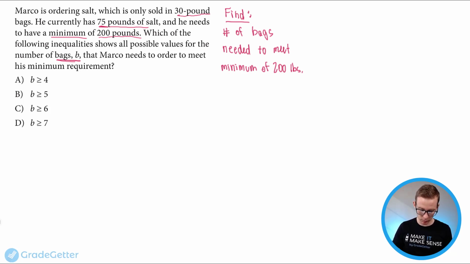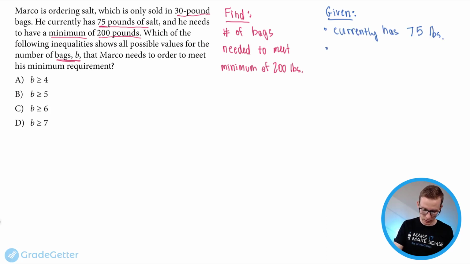Now let's write down some useful information that we're given. I think first I'm going to write down how many pounds of salt he currently has. So right now he has 75 pounds of salt. He needs 200 pounds, at least. And each bag is only sold at 30 pounds per bag.